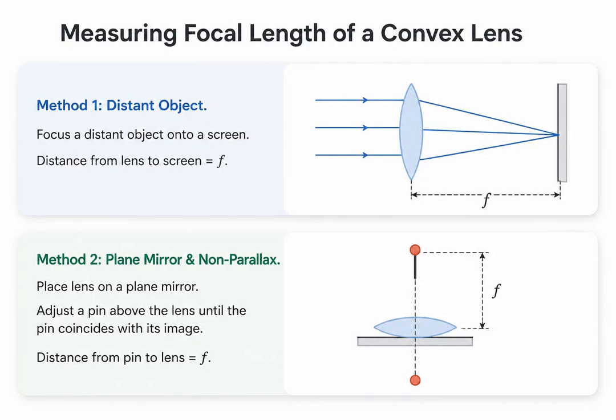Moving on to practical applications, how do we measure the focal length of a convex lens? The simplest method is to focus a distant object onto a screen. The image distance is approximately the focal length. A more precise laboratory method uses a plane mirror behind the lens. By adjusting a pin above the lens until it perfectly aligns with its own reflection without any parallax shift, the distance from the pin to the lens is exactly the focal length.